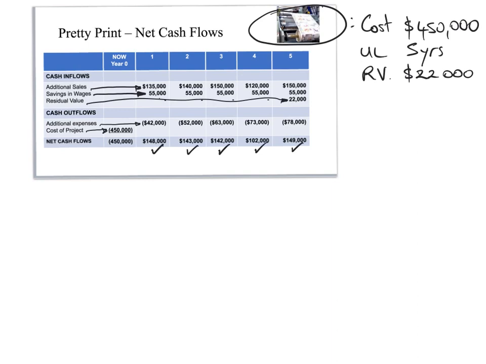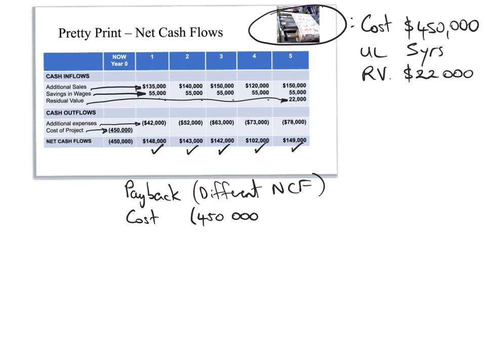Okay, so how do we work out the payback period using different or differing net cash flows? So when the cash flows are different, how do we work it back? Well, the easiest way to start is to start with the cost and start working out how we recover that. So we start off with that cost of $450,000.